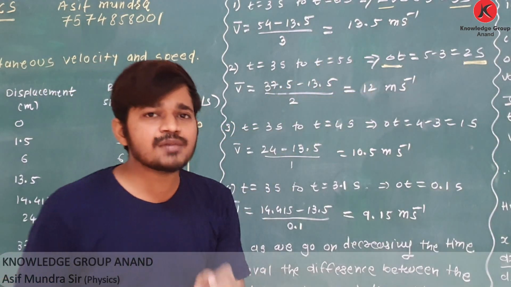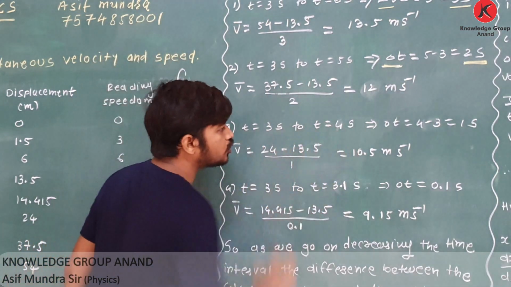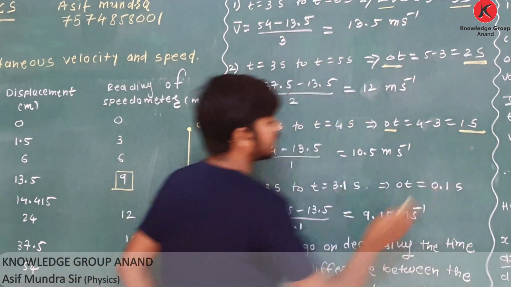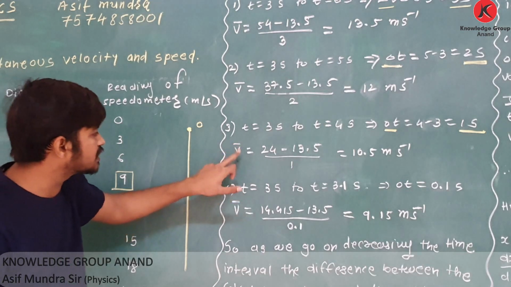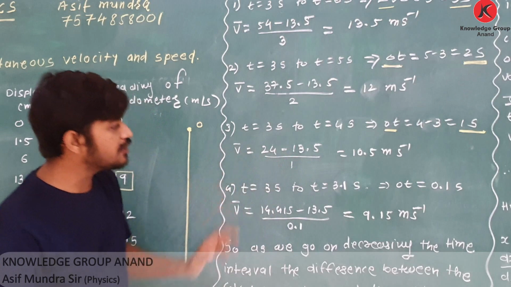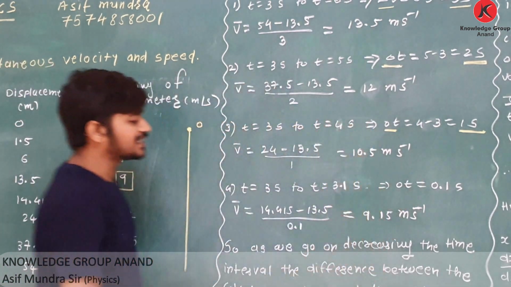Again I am taking a smaller time interval: t equal to 3 seconds to t equal to 4 seconds. Now what is the time interval delta t? 1 second. So if in this period you find the average velocity, v bar, it is equal to 24 minus 13.5 divided by 1. It is 10.5 meter per second.